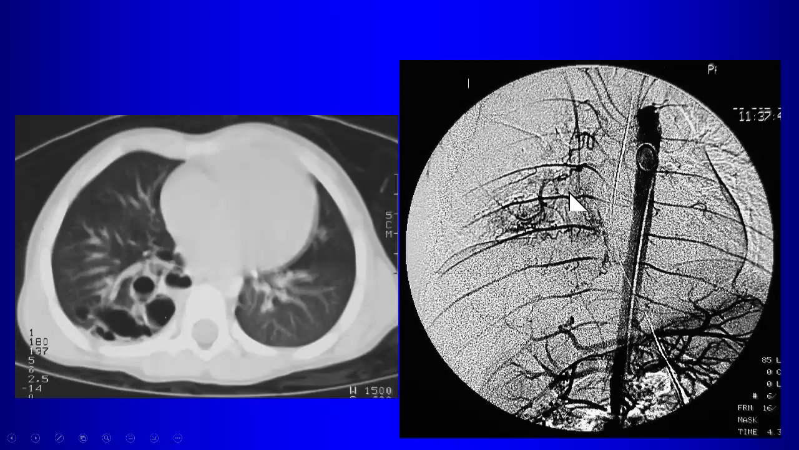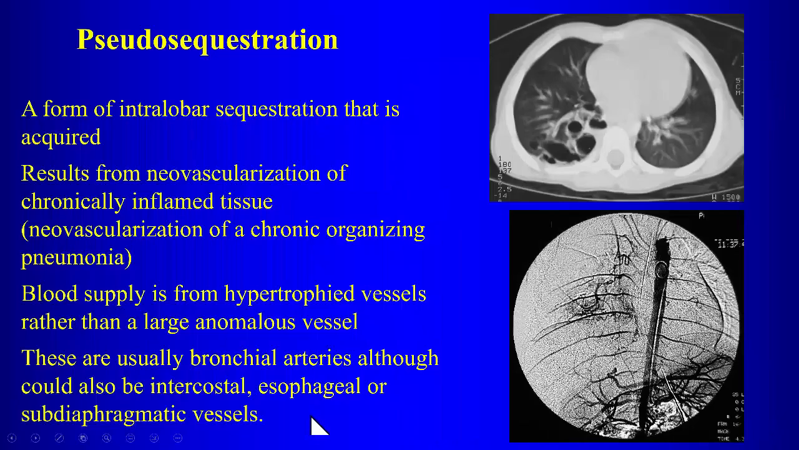Now, these are under systemic pressure, and these are friable vessels, which is why these patients can be at increased risk for hemoptysis. Okay? So that is called a pseudo-sequestration. It's a form of intralobar sequestration that is acquired from neovascularization of chronically inflamed tissue, as in this example here. Usually it can be bronchial arteries or intercostal arteries that supply.